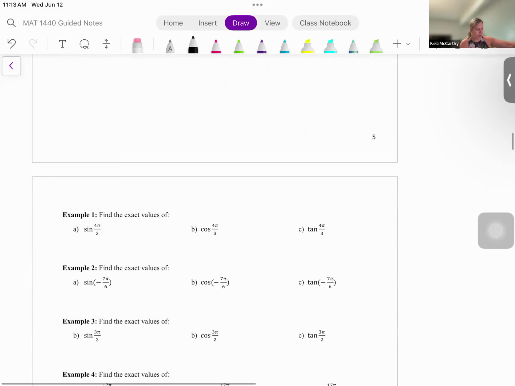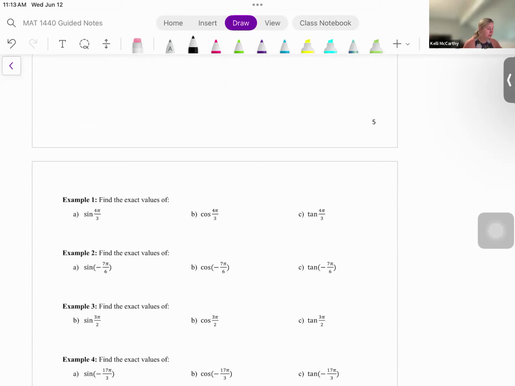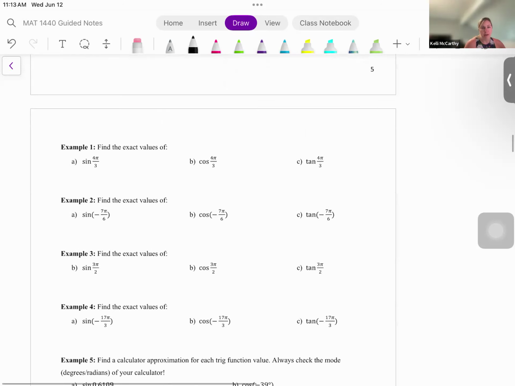So let's use the unit circle. I'm going to illustrate a few of these going back and forth to that unit circle, but you might want to have that unit circle printed out and handy just as a quick reference, especially while you're first learning the unit circle and getting more familiar with it.